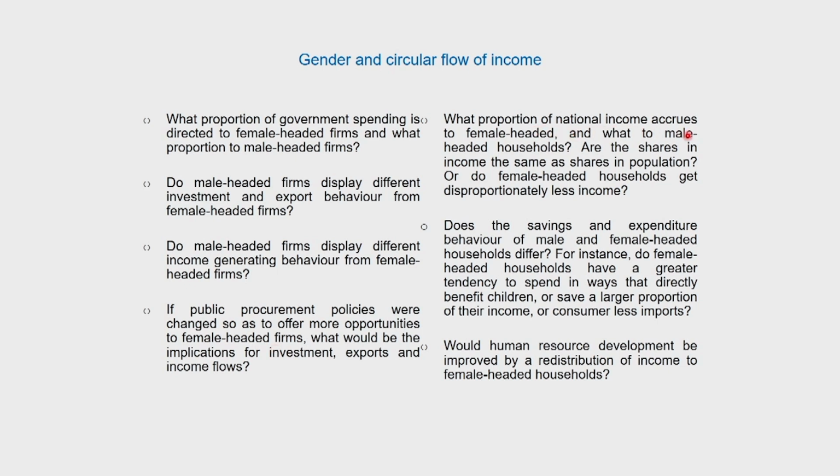What proportion of national income accrues to female headed and what to male headed households? Are the shares in income the same as shares in population, or do female headed households get disproportionately less income? Does the savings and expenditure behavior of male and female headed households differ? For instance, do female headed households have a greater tendency to spend in ways that directly benefit children, or save a larger proportion of their income, or consume fewer imports? Would human resource development be improved by a redistribution of income to female headed households?